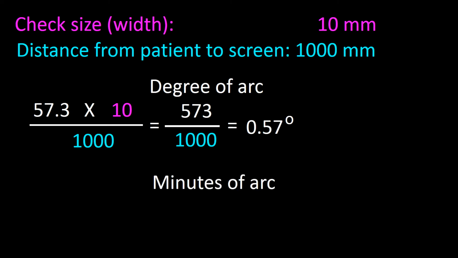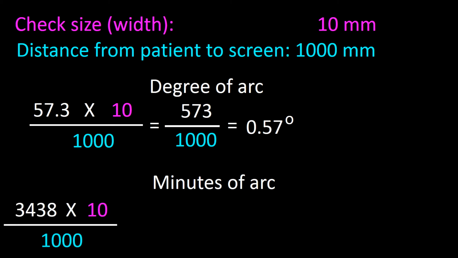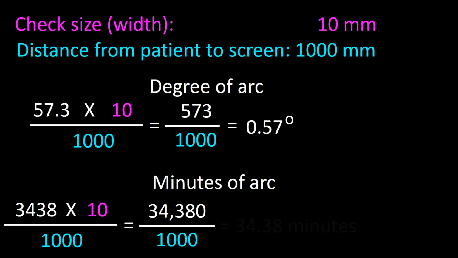To determine the same thing but in minutes of arc, we do the same operation, but this time using 3438 as the constant, which yields 34,380, which is then divided by 1000, which corresponds to about 34 minutes.